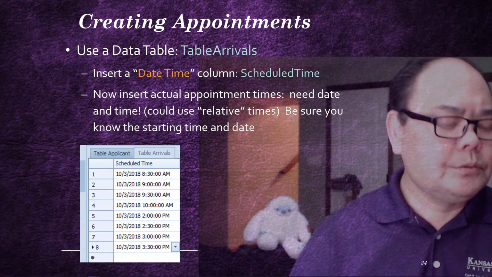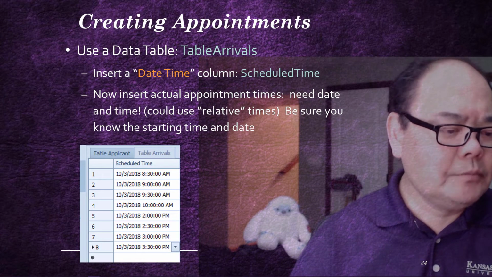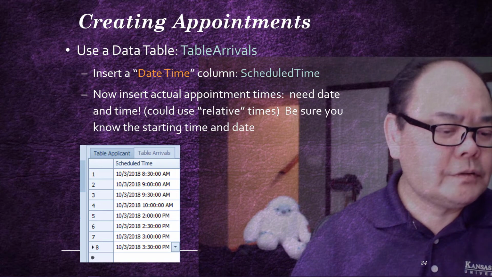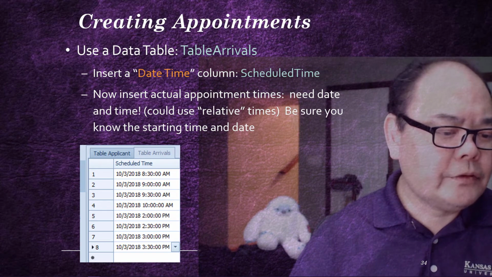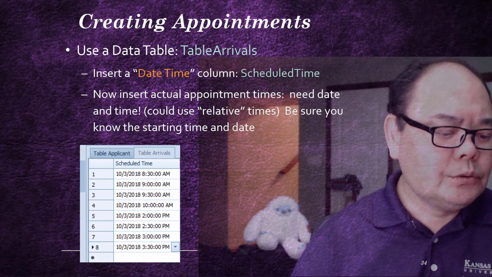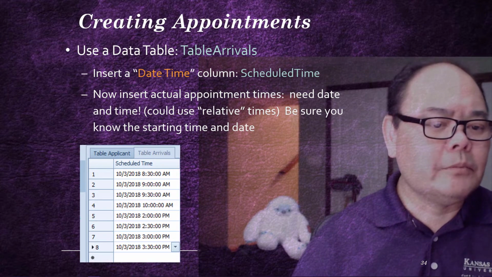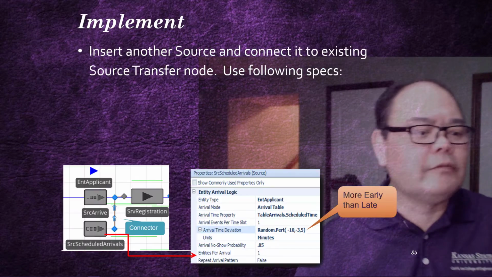So that's what we're going to do. We're going to create a data table using a datetime column to define the exact appointments they have on a daily basis. Here I have from 8:30 in the morning all the way to 10, four arrivals, and from 2 to 3:30, another four appointment arrivals. We call it scheduled arrival.